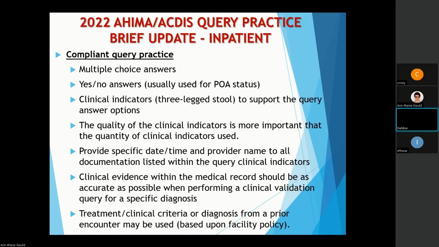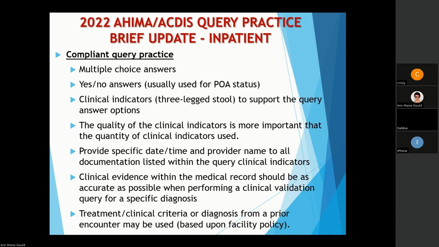So the compliant query practice brief also states that you can use multiple choice answers. Yes and no answers are usually used for POA status, and that's what I usually send. Clinical indicators, your 3-legged stool, support the query answer options. The quality of your clinical indicators is more important than the quantity. And then you provide specific date, time, and provider name for all documentation listed within the query clinical indicators.